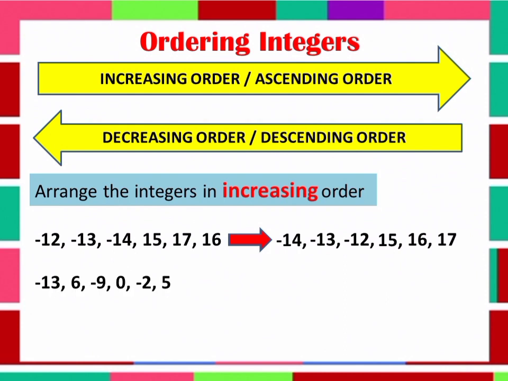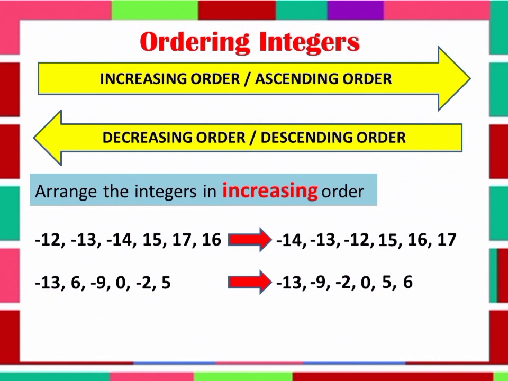Another example. Negative 13, 6, negative 9, 0, negative 2, and 5. So again, let's arrange this one in increasing order. So what will be the answer? So again, magsa-start tayo sa negative 13. Next is negative 9. Next is negative 2, 0, 5, and 6. So, that is how to arrange that in increasing order.